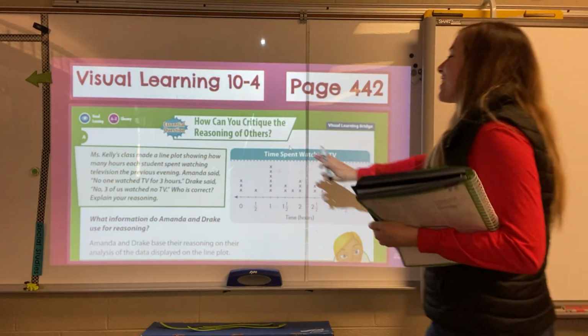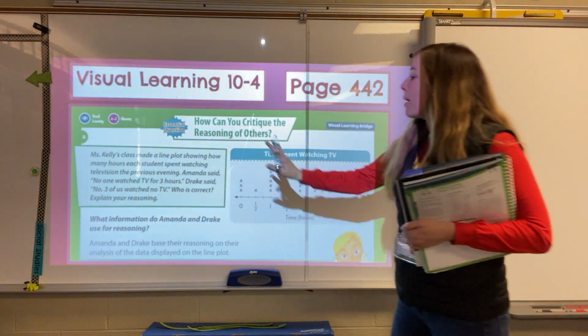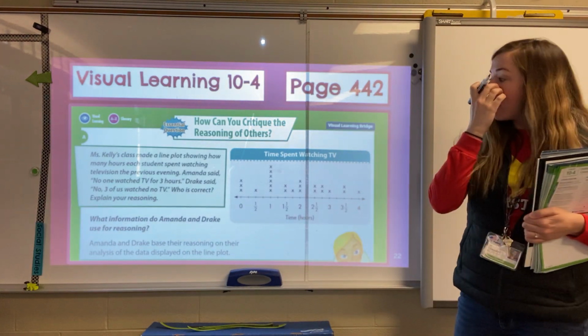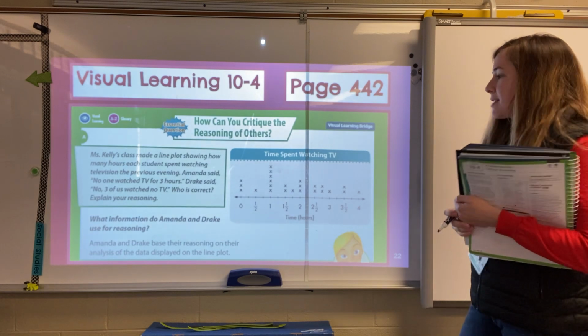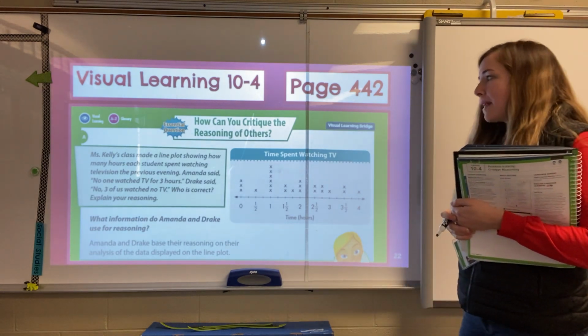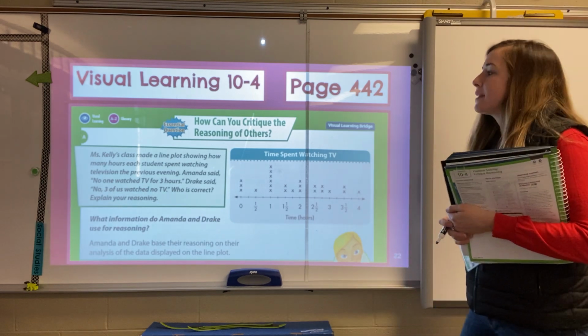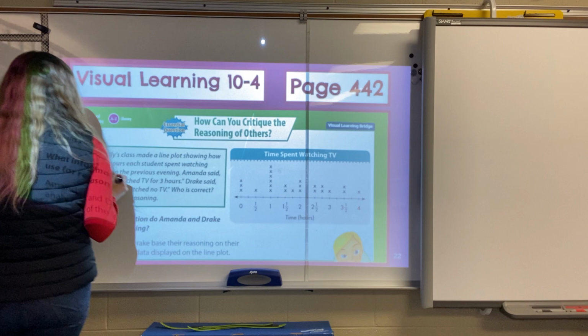All right, let's look at our essential question. How can you critique the reasoning of others? So we've got a problem here and our line plot. I'm going to read through that and we can think about how we can critique Amanda and Drake's reasoning. Miss Kelly's class made a line plot showing how many hours each student spent watching television the previous evening. Amanda said, no one watched TV for 3 hours.